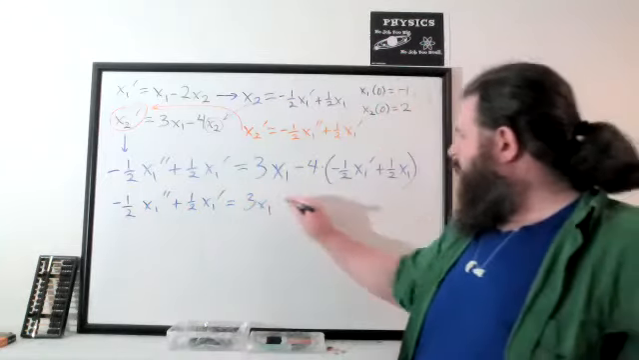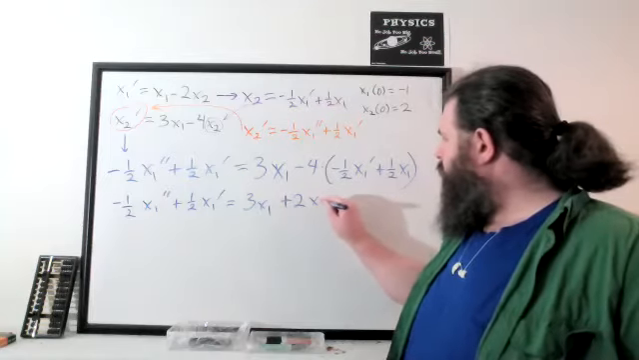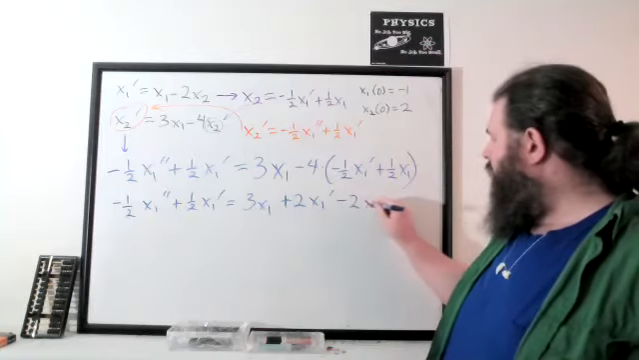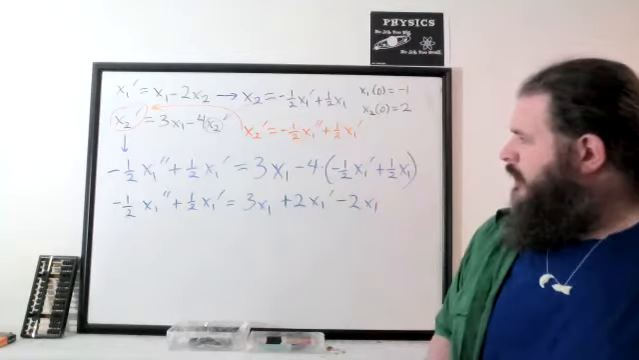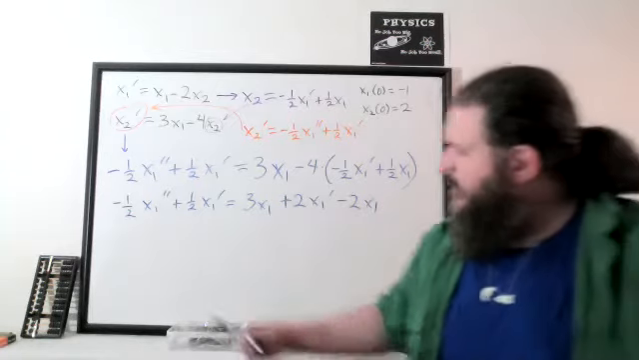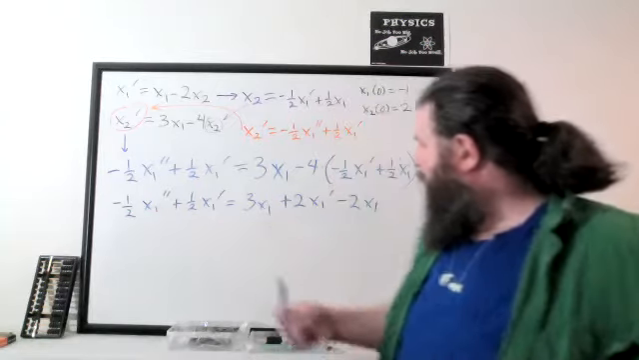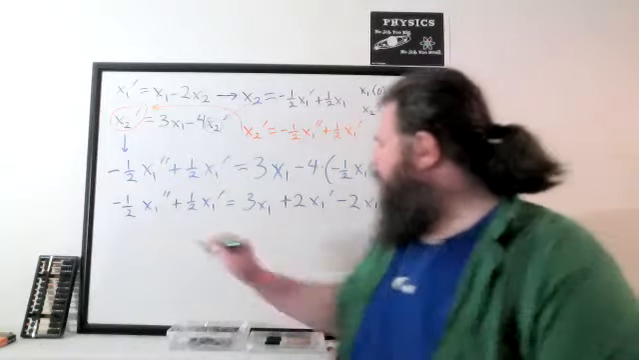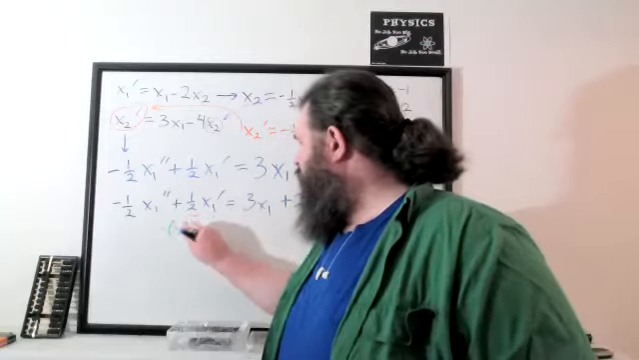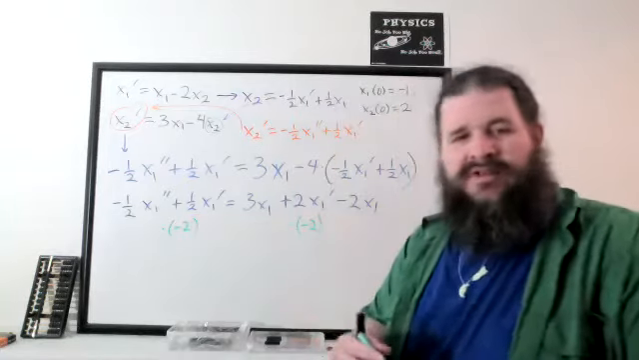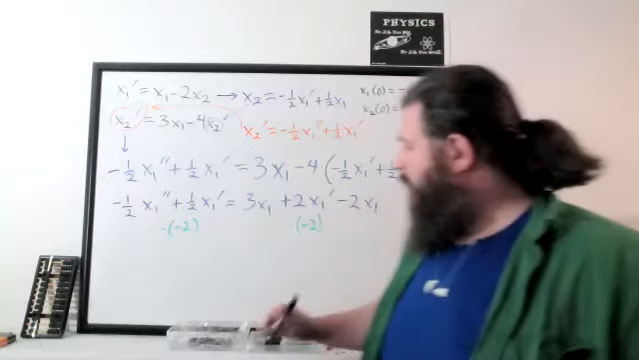Negative 4 times negative 1/2 is positive 2 x1 prime. Negative 4 times 1/2 would be minus 2 x1. And it might help to multiply both sides by negative 2. That will get rid of the 1/2 and also make this term positive, which might be a little easier to work with. So just multiplying by negative 2 on both sides. Not strictly necessary, but it'll make the coefficients easier to work with.